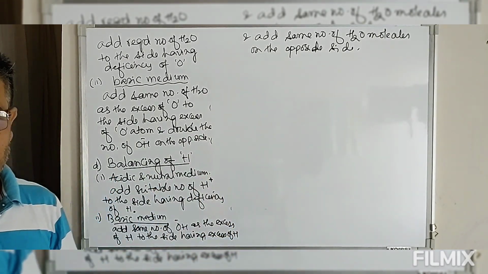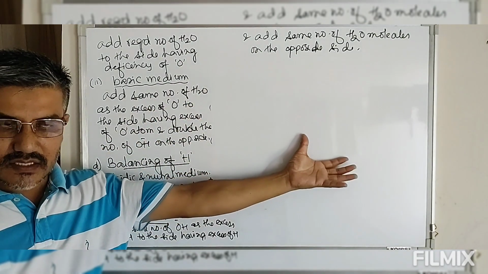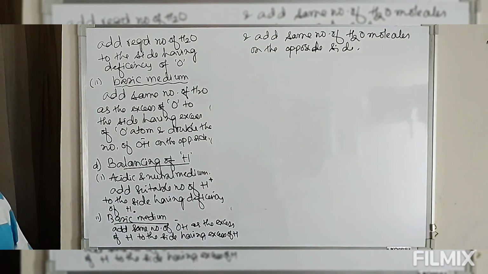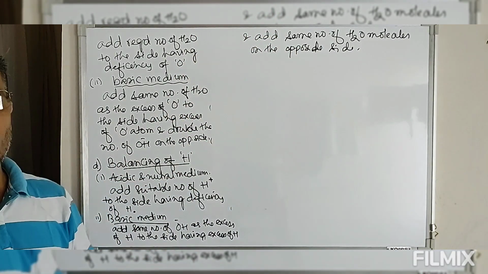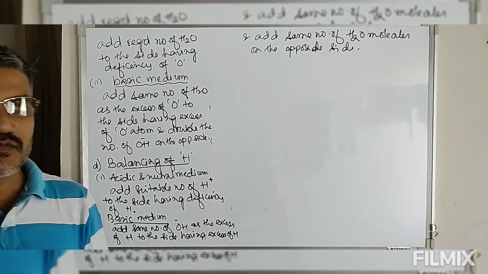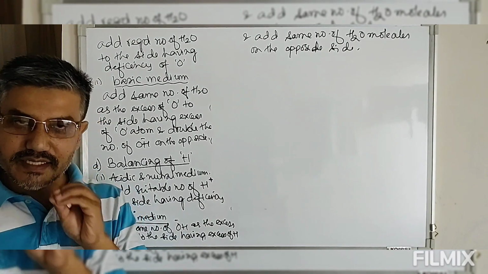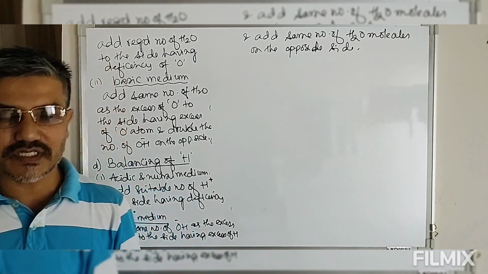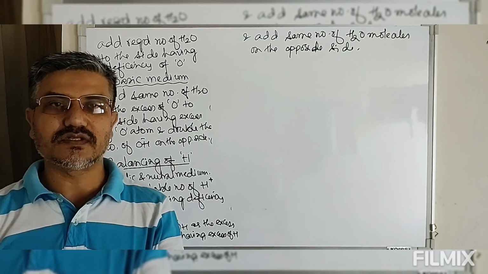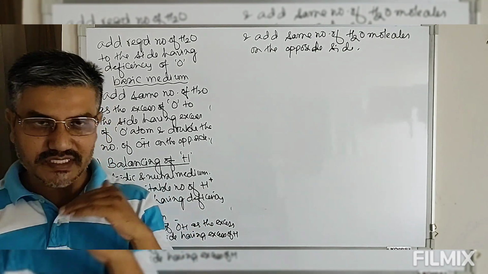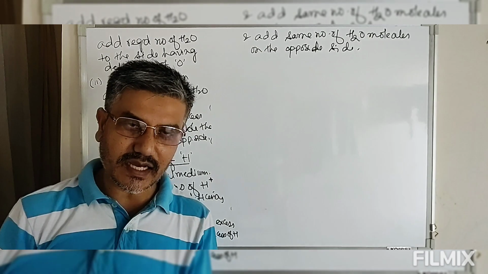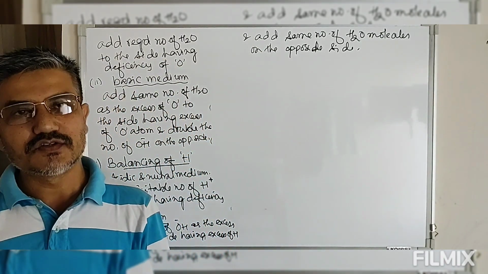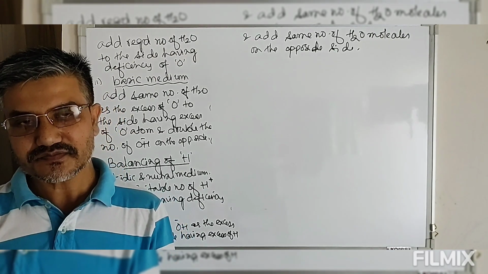We have balanced the element which is undergoing change in oxidation state. Now after balancing all this, what is left is we have to balance the electrons, because in any redox reaction one of the most important criteria is that the number of electrons involved in the oxidation half should be exactly identical to the number of electrons involved in the reduction half. So we have to balance the electrons.